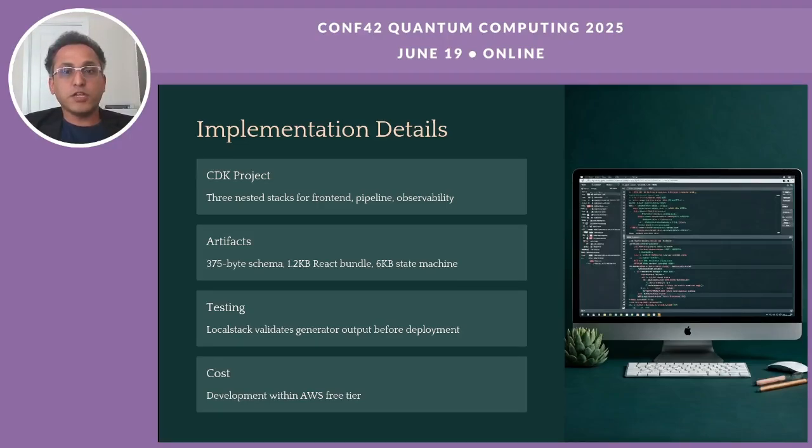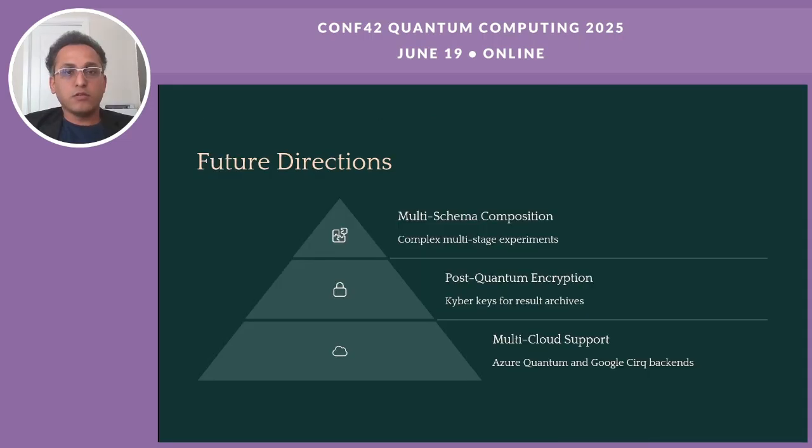From an engineering standpoint, this system is compact and maintainable. We use three CDK stacks: one for the front-end portal, one for the state machine pipeline, and one for observability. The schema file itself is tiny, about 375 bytes. The React bundle is 1.2 KB after it's shipped using gzip. The state machine is 6 KB of JSON with 23 states, 5 service integrations, and no Lambda functions. We test locally using LocalStack, deploy with GitHub Actions, and run cost-effectively within the AWS free tier for most dev and test scenarios.